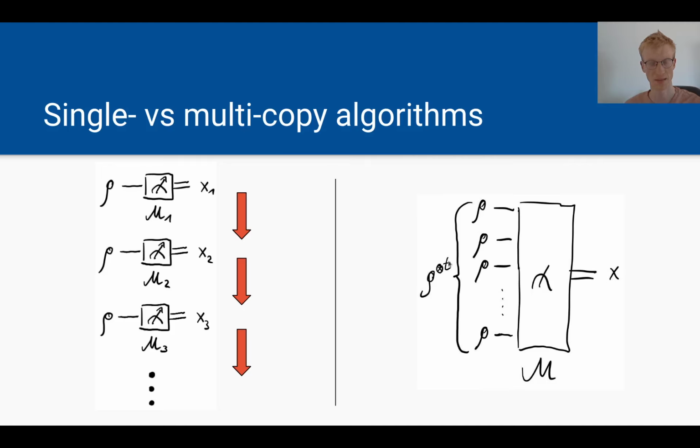Now, these algorithms here on the right are called multi-copy algorithms, whereas these algorithms here on the left, the more restricted ones, are called single copy algorithms. Why does this distinction matter?